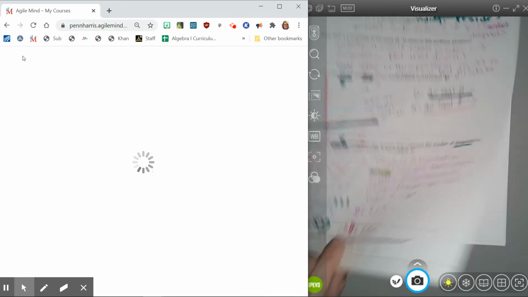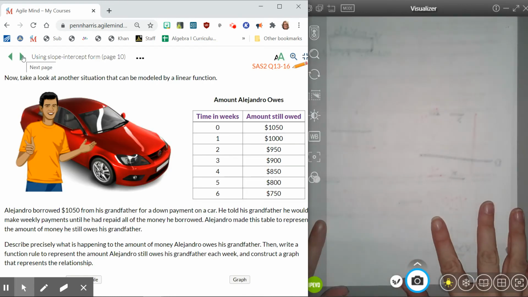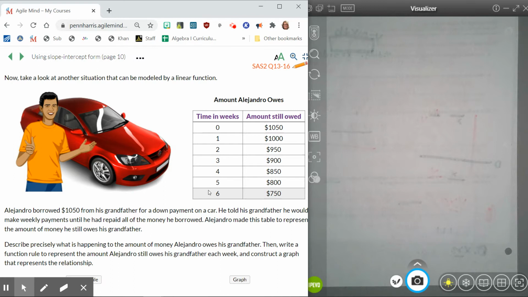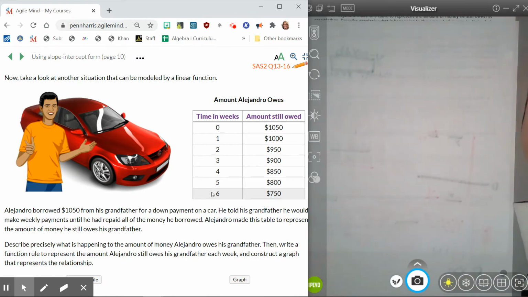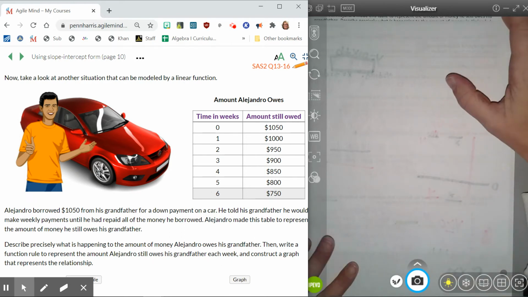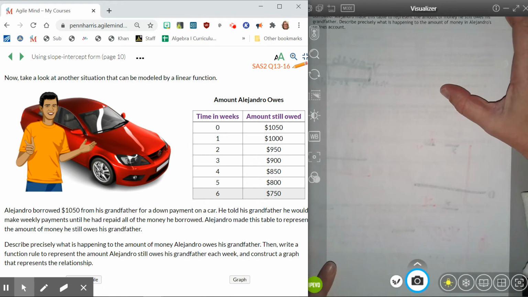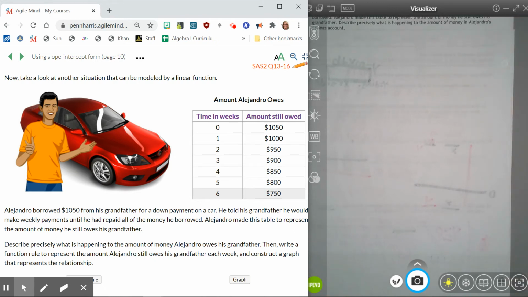So let's do a problem here. So we got Alejandro. He borrowed $1,050 from his grandfather for a down payment on a car. Told his grandfather that he promises to make weekly payments until all the money is repaid. So he made a table to represent the amount of money he still owed his grandfather.